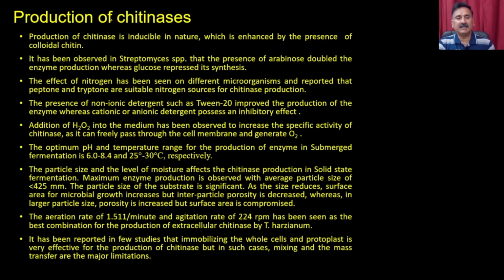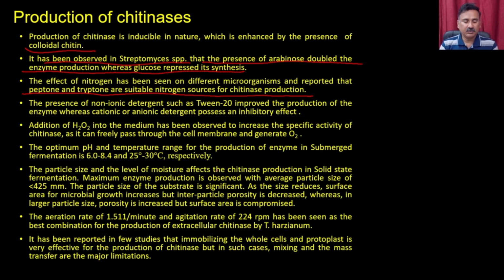How are you going to produce the chitinases? The production of chitinase is inducible in nature, which is enhanced by the presence of colloidal chitin. It has been observed in Streptomyces species that the presence of arabinose doubles the enzyme production, whereas glucose represses its synthesis. The effect of nitrogen has been seen on different microorganisms and it was reported that peptone and tryptone are the suitable nitrogen sources for chitinase production. These are some of the conditions I have given, so you can go through the content, and it will tell you what conditions are facilitating the production of chitinases.